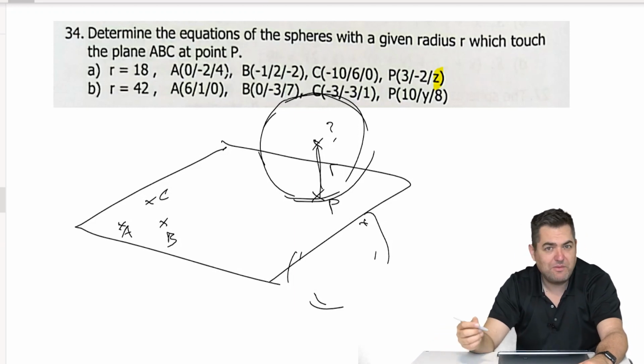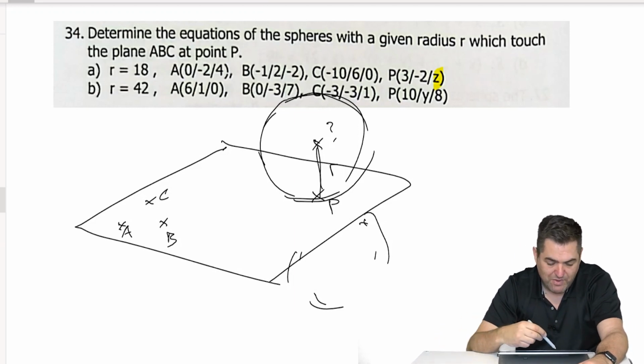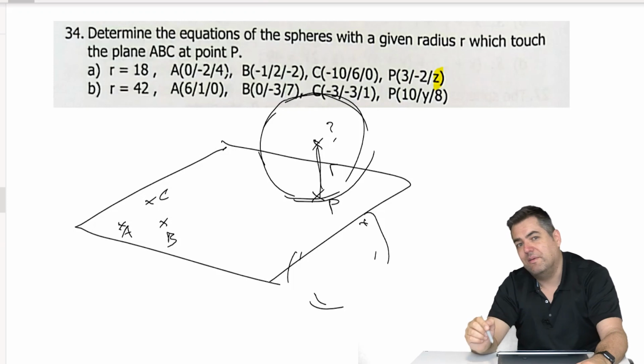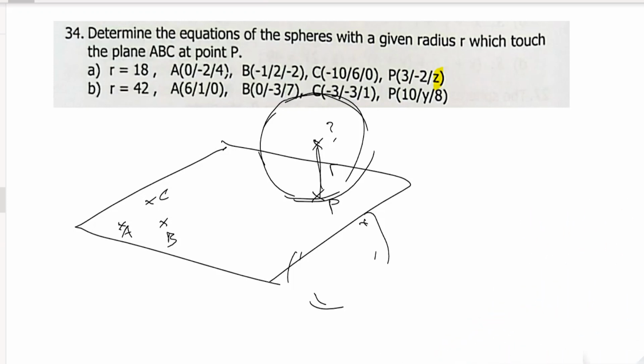But the first question is, how do we get the equation of the plane if we have 3 points A, B, C? Actually, there are two ways to do it. And again, I'll give you some time to think about it.